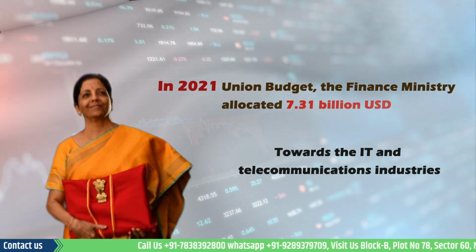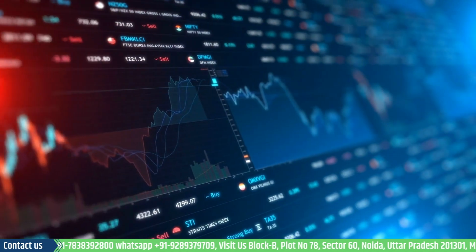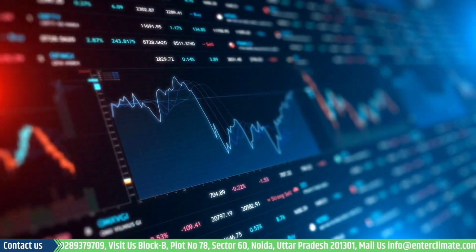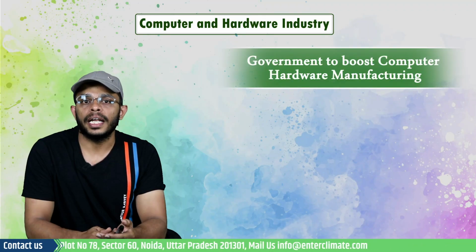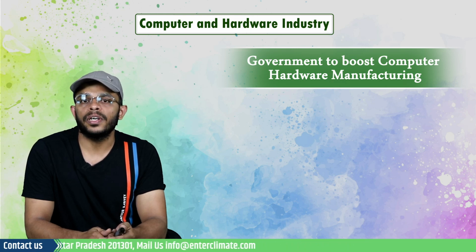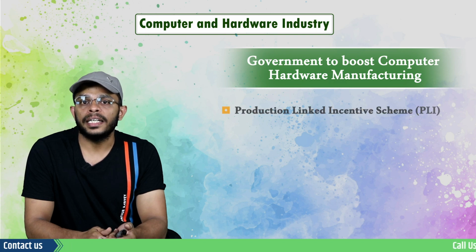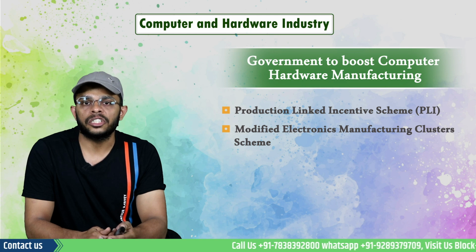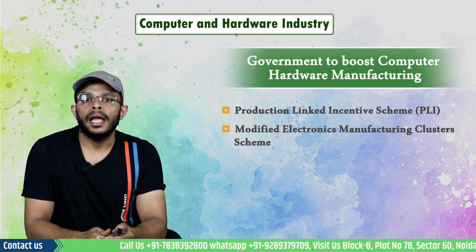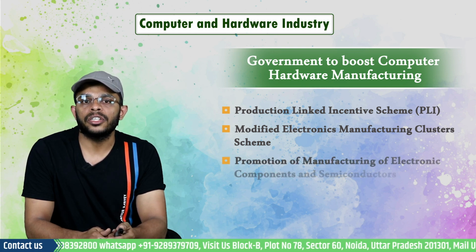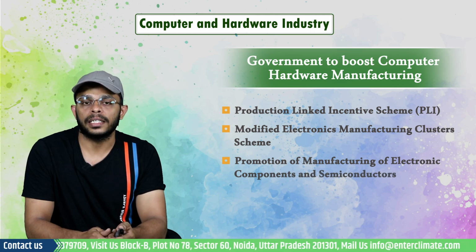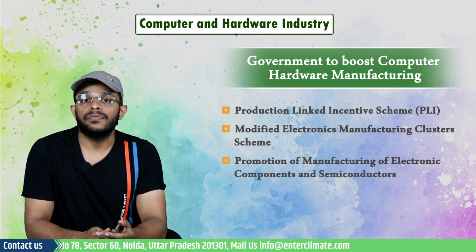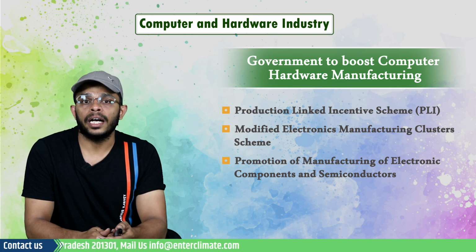To position India at a global level in electronic system design and manufacturing, and to accomplish the vision of the National Policy on Electronics 2019, three schemes were introduced by the government. The first was the Production Linked Incentive Scheme or PLI. Second was the Modified Electronics Manufacturing Cluster Scheme or EMC 2.0. And third was the Promotion of Manufacturing of Electronic Components and Semiconductors, also known as SPECS. The first scheme, that is PLI for IT hardware, was notified by the government in March 2021.